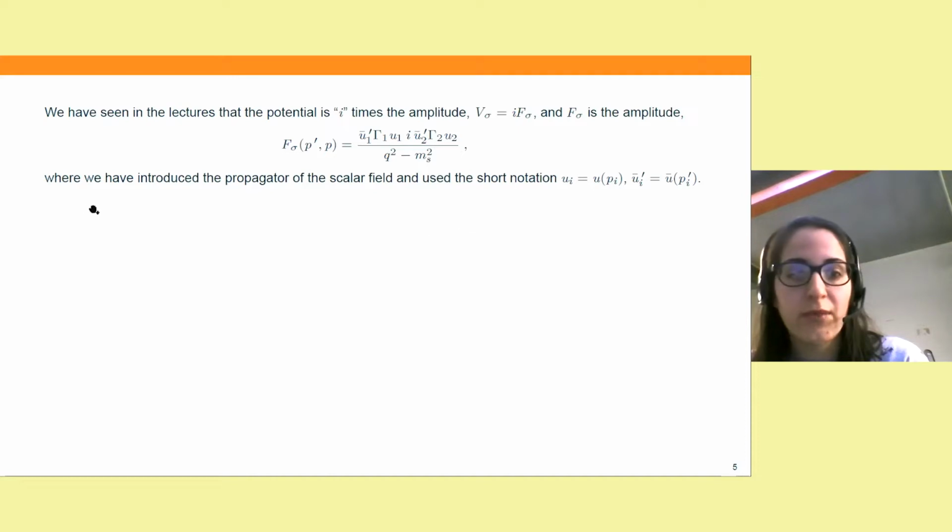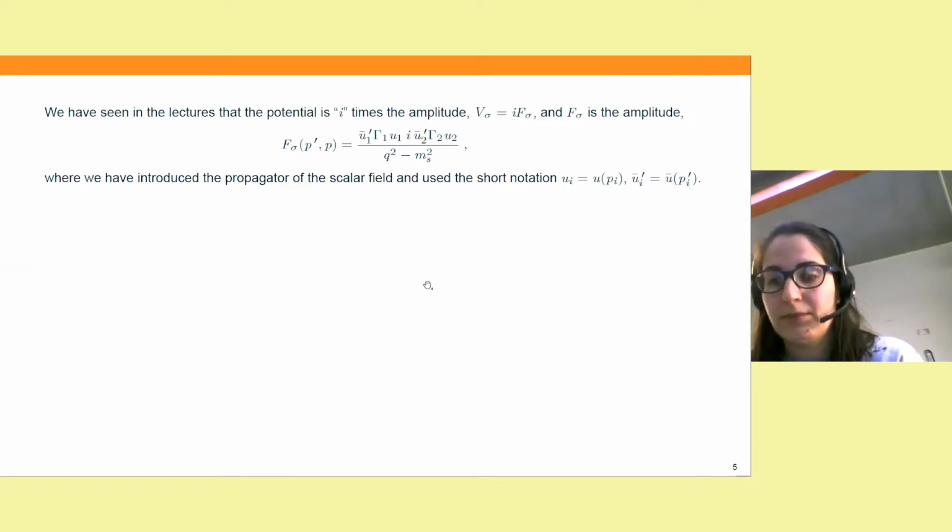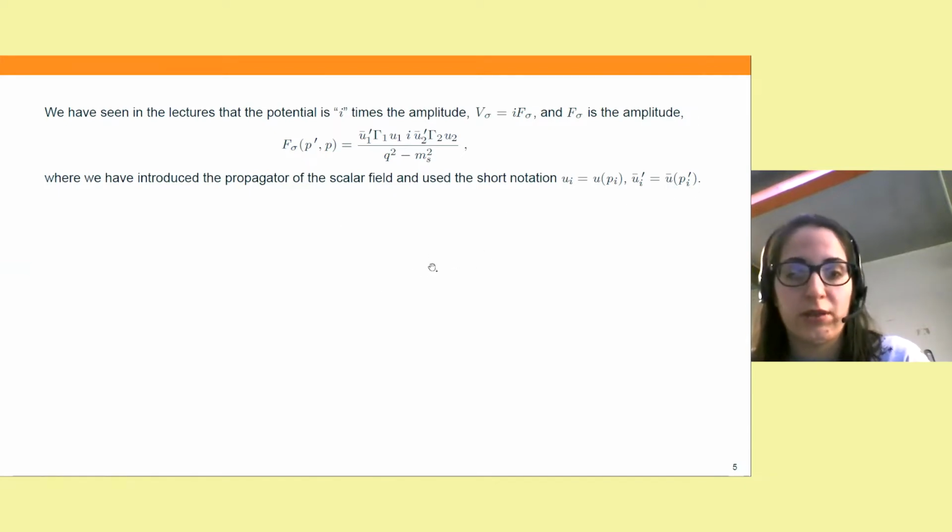Okay, and we also have used this short notation for the nucleons, right? u_i is u of the nucleon with p, and ū_i' is the one for the nucleon with p', to simplify the notation.